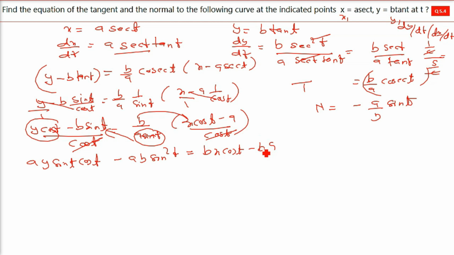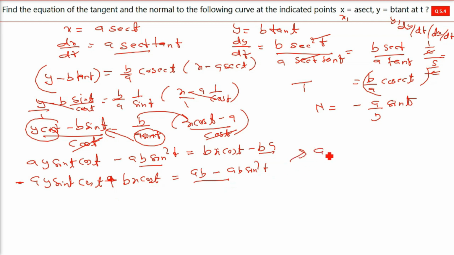Alright. Now let me tell you, sin square theta plus cos square theta is 1. So 1 minus sin square theta is what? Cos square theta. So this ab, if you take common, you can get 1 minus sin square theta. That is the only simplification we get here. Otherwise, there is nothing else. So I am taking the ab term on one side, the other on the other side. So you can just shift these. I am taking a y sin t cos t to the other side. So it will be negative a y sin t cos t plus b x cos t. This is ab minus ab sin square t.